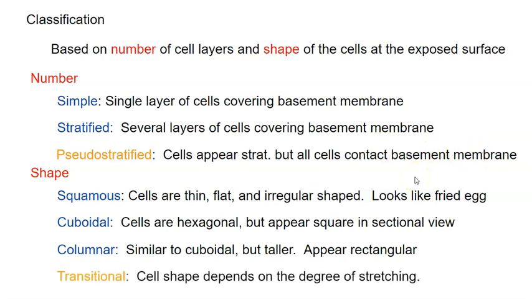And in terms of shape, we have these transitional epithelium, and the shape of the cell depends on the degree to which it's stretched. You would find transitional epithelium in places like the bladder.